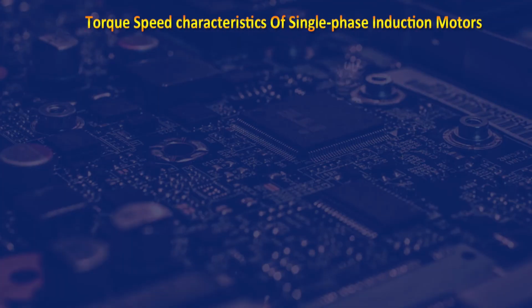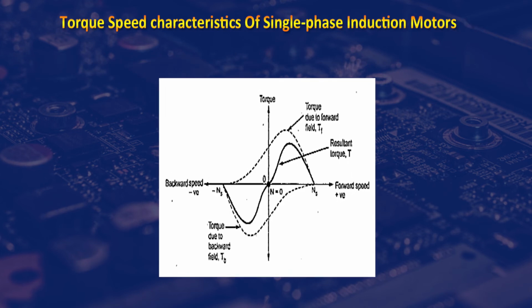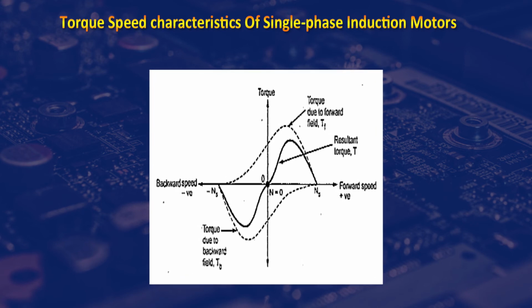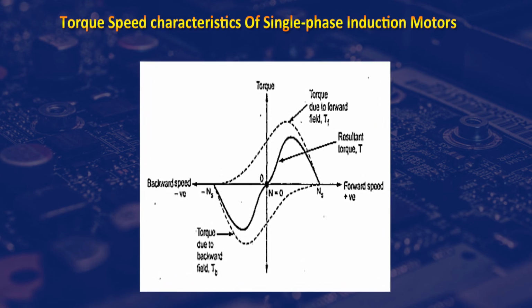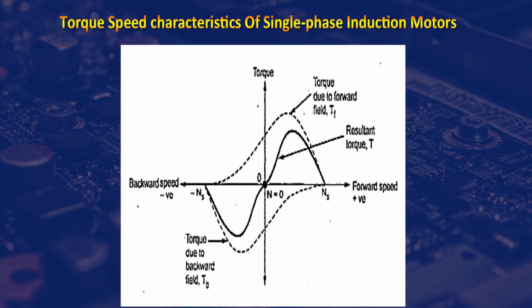Now, after explaining both the theories, we can come to the final topic, the torque speed characteristic of single phase induction motor. These characteristics are similar to the three phase induction motor, just the torque developed by the forward field in the direction of the motor is positive, and the torque developed by the backward field is negative. In the figure you can see there is a forward torque and a backward torque. Both are 0 at a speed equal to 0, where the slip is 1.